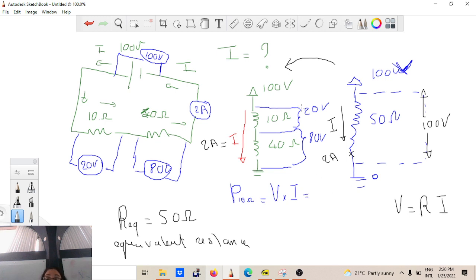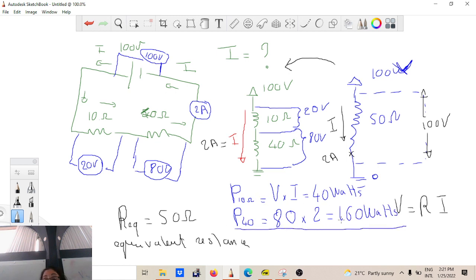So that will be V times I, so 20 times 2 is going to be 40 watts, right? So 40 joules per second. And the power consumed by the 40 ohms is going to be 80 times 2, because it's 80 volts, so it's going to be 160 watts. Is that right? So how much is consumed all together? The energy consumed together is going to be 160 plus 40, it's going to be 200. Is that right? I'm not making mistakes here. Right? That's consumed.